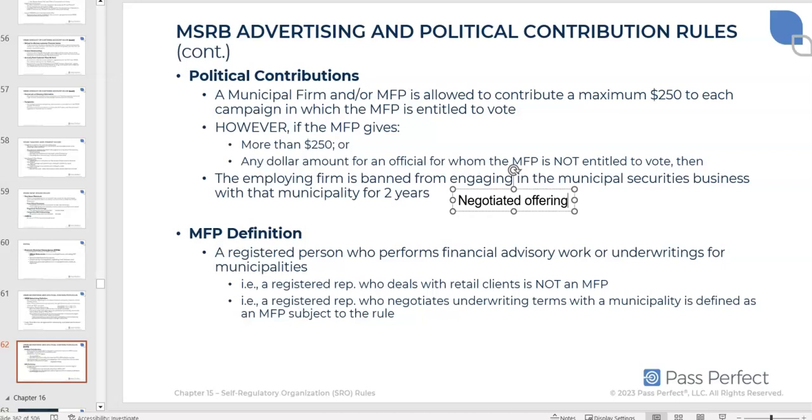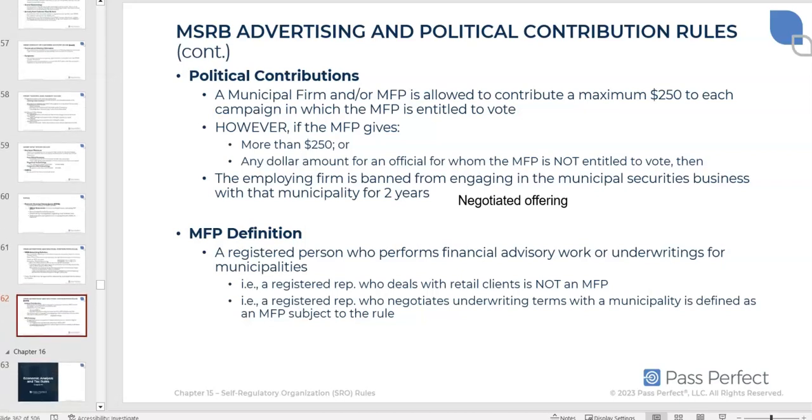So if city council is elected on 4-year terms, that's $250 every 4 years, and that employee must be eligible to vote for that candidate. If it's more than $250, or to someone they're not entitled to vote for, then they get a 2-year ban. They consider a de minimis amount to be so small that it cannot curry any favor or create conflicts of interest. So again, a municipal finance professional is an advisor working with the underwriting for municipalities, does not work with retail clients, and works specifically with municipal governments.